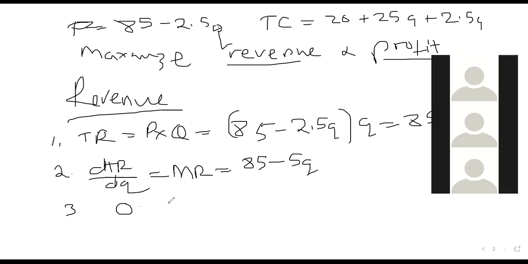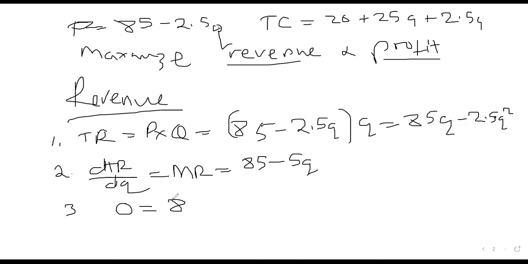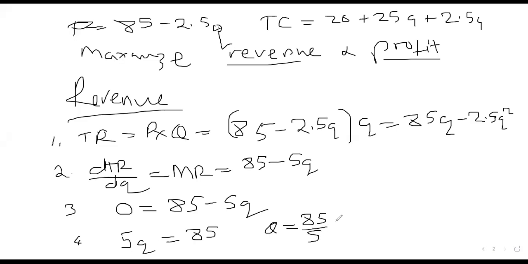Then step 3. We have to equate to 0. So 85 minus 5Q. Then step 4, to find Q. So how do you find Q? By making it the subject. You divide both sides by 5. Correct. So here we have 85 over 5. So what do we get here? 17.